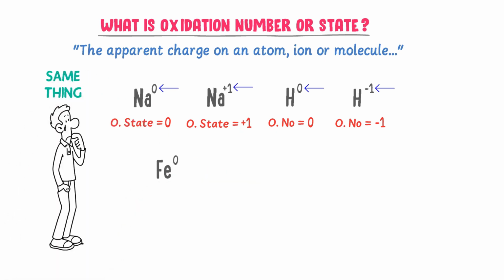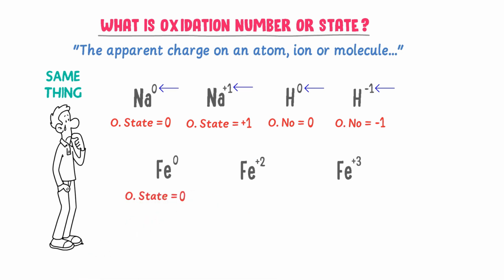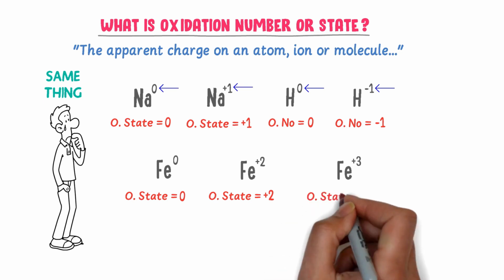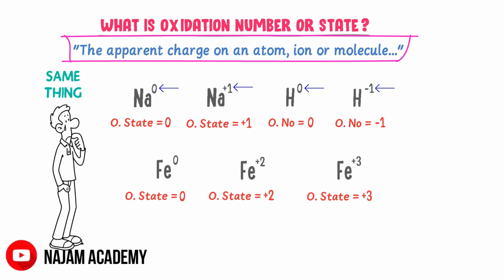Similarly, consider iron atom, iron positive 2 ion and iron positive 3 ion. Here, the oxidation state of iron atom is 0, the oxidation state of this iron ion is positive 2 and the oxidation state of this iron ion is positive 3. Thus remember that oxidation number or oxidation state is the apparent charge on an atom, molecule or ion.